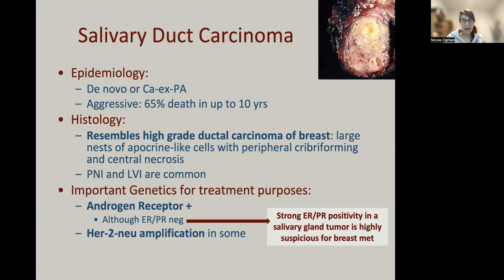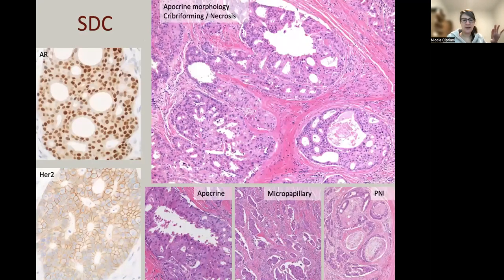This can happen. So just be mindful of that. So here's what salivary duct looks like, kind of these large nests. You can see cribriform spaces like in adenoid cystic, but the difference is in the cells. So in adenoid cystic, the cells are really dark and shrunken and blue. In salivary duct, they're really big and pink and kind of apocrine-like, if that makes sense.